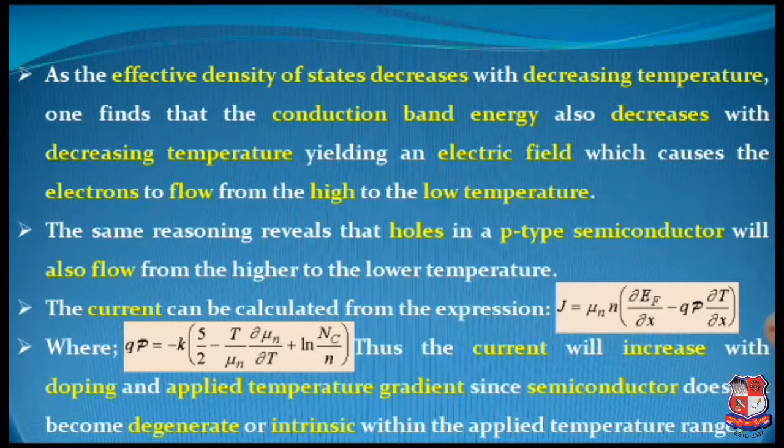So how will this affect the current? The current will increase with doping. That is the obvious reason, because when you add some impurities into the semiconductor, the conductivity increases in a linear manner. And this holds under the applied temperature gradient, since the semiconductor does not become degenerate or intrinsic. Intrinsic means a semiconductor without any impurities within the applied temperature range.